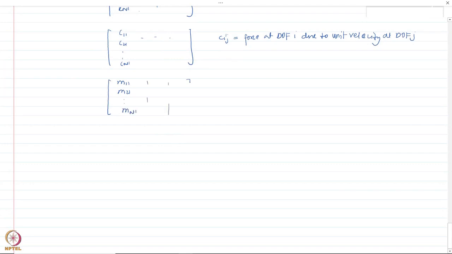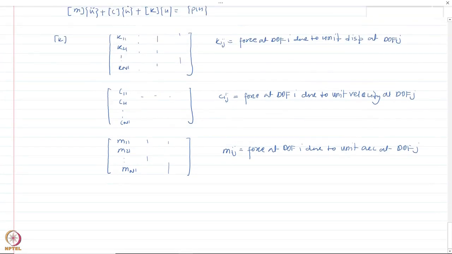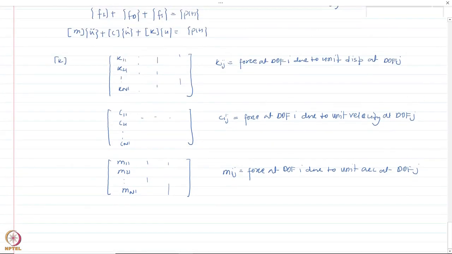Okay, and Mij is basically the force at DOF i due to unit acceleration at DOF j. Okay, so in these cases, what do we do? We first consider unit displacement at any degree of freedom, let us say j, and zero displacement everywhere else, and we find out the forces that need to be applied at each degree of freedom to maintain that state of deformation.